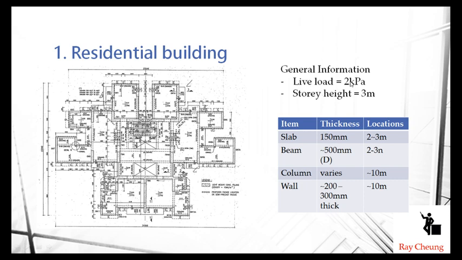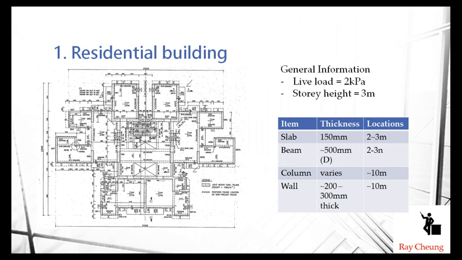The live load is typically 2 kPa and the storey height is about 3 meters. Normally, you can imagine the column spacing is within 10 meters. This is very common for reinforced concrete. And for the wall, we can also assume around 10 meters. This is a common term you need to remember.